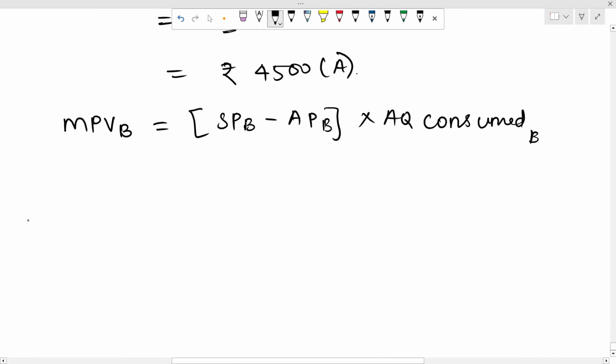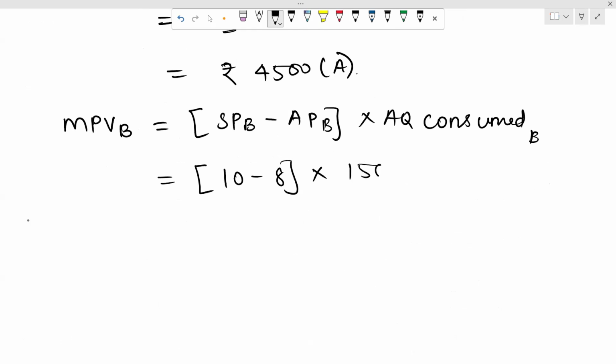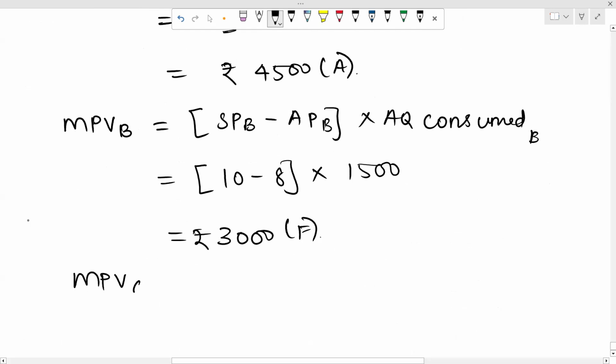So material price variance of B is equal to 10 minus 8 into actual quantity consumed, which is 1,500. So we get positive 3,000. So it is rupees 3,000 favor. Then material price variance for C.